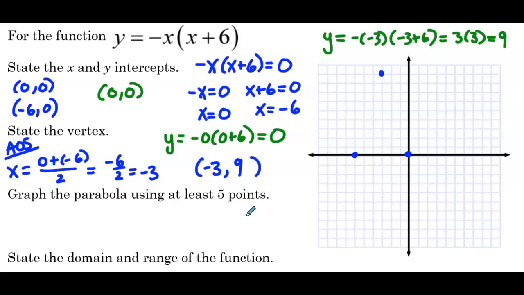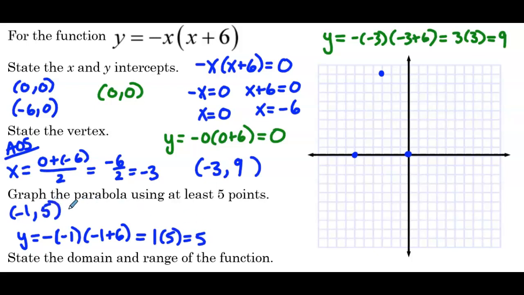Now we want to use at least 5 points, and unfortunately this time, because one of the x-intercepts and the y-intercept are the same, we can't easily use symmetry. So we need to pick another x value to plug into our function to get another point. So I'll plug in negative 1. So y equals negative 1 times negative 1 plus 6. So that's positive 1 times 5, which is 5. So we have the point negative 1, 5.